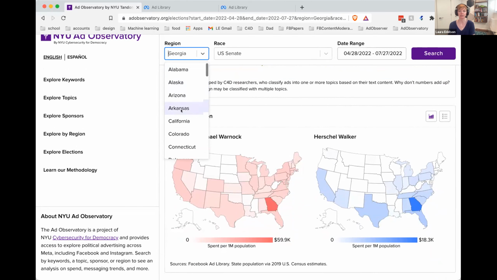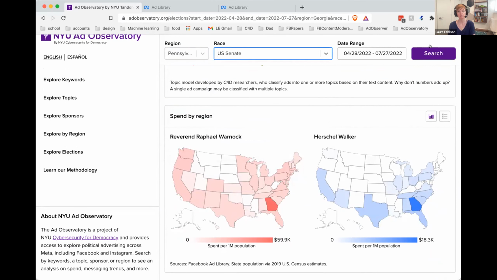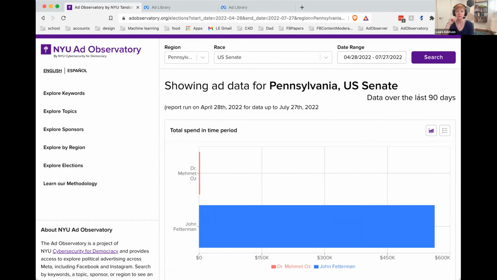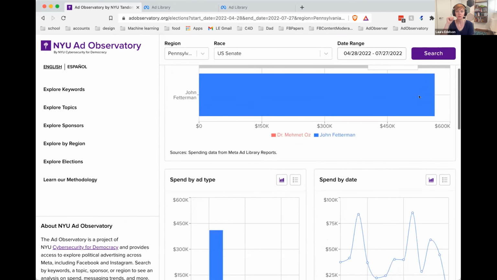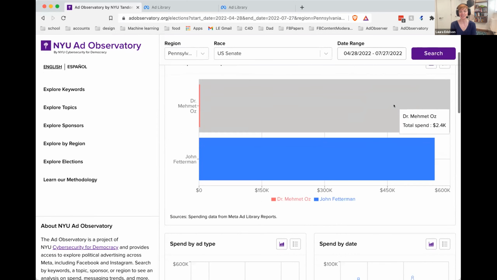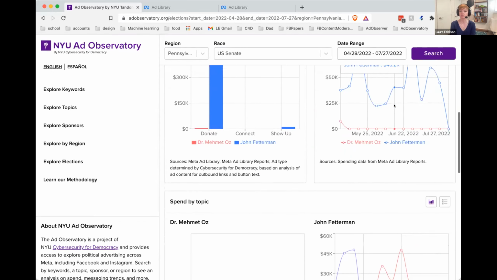I want to show you a race that I happen to know looks a little different. So I'm going to look at Pennsylvania, the Pennsylvania Senate race. Here, we can see that Dr. Oz is just not running Facebook ads. He's just not particularly present on Facebook for whatever reason.